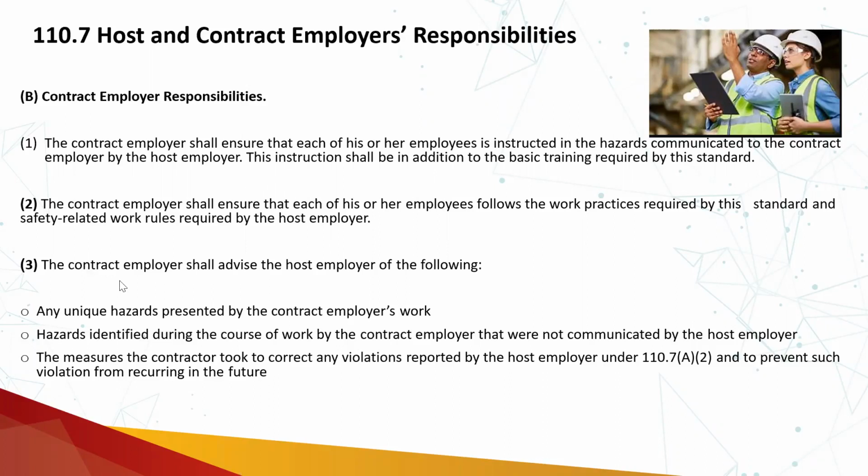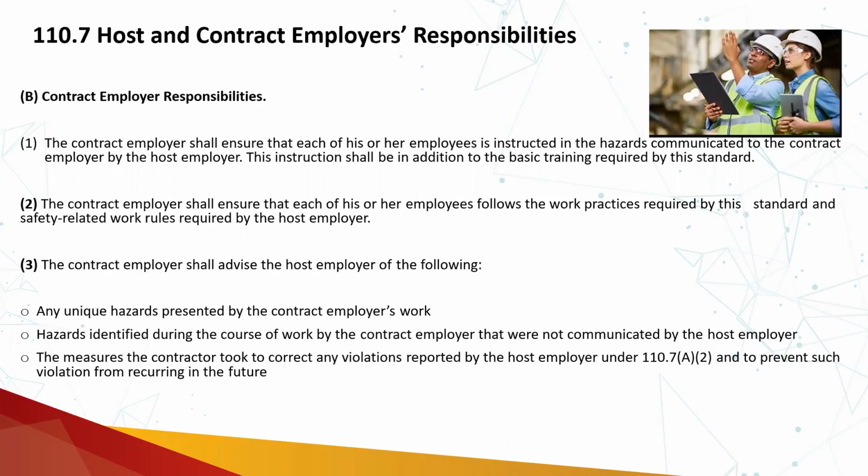Now in the third part, it says that the contractor employer shall advise the host employer. So it's vice versa. If the contractor employer is carrying out any task which can present some unique hazard, the contractor employer needs to communicate this to the host employer. Or during the execution of the task, the contractor employer identifies some hazard which was not initially identified by the host employer. It's a responsibility of the contractor employer to communicate those as well. For example, the drawings which the host employer shared with the contractor employer had marking of one cable, but during the excavation he determined that there is more than one cable present in that particular trench. So it's a responsibility of the contractor employer to communicate this to the host employer.